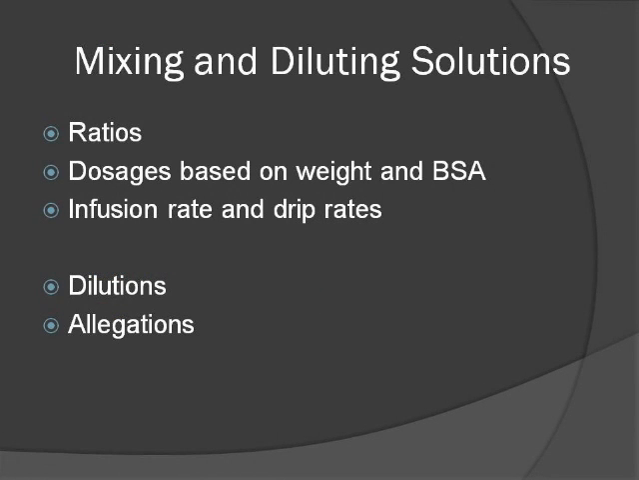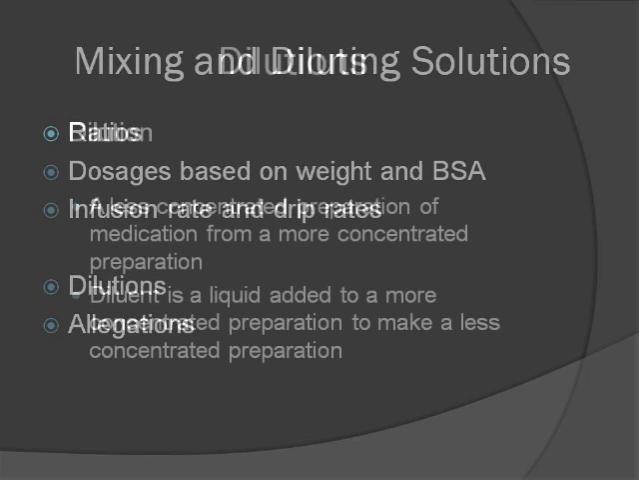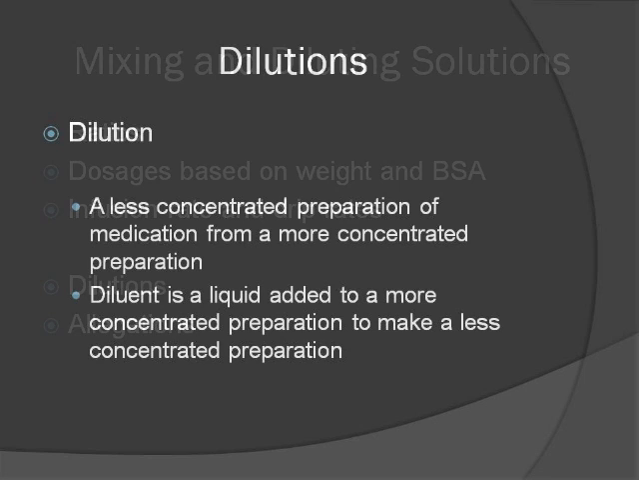This is out of chapters 34 and 35 from your pharmacy calculations book. You may recall last session we covered ratios and dosages based on weight and body surface area, infusion rates, and drip rates. So we're still going to be working with a little bit more complex problems, dilutions and alligations, but we'll get started with dilutions.